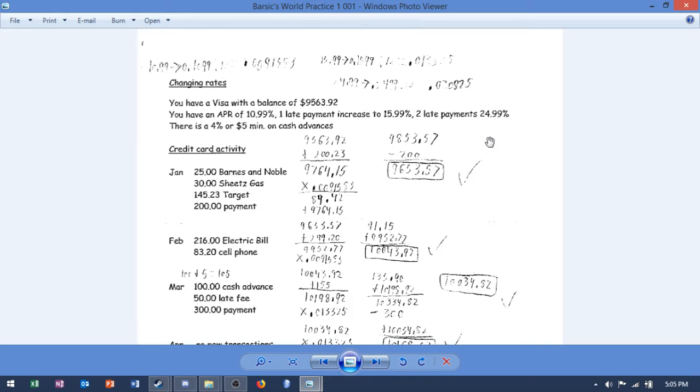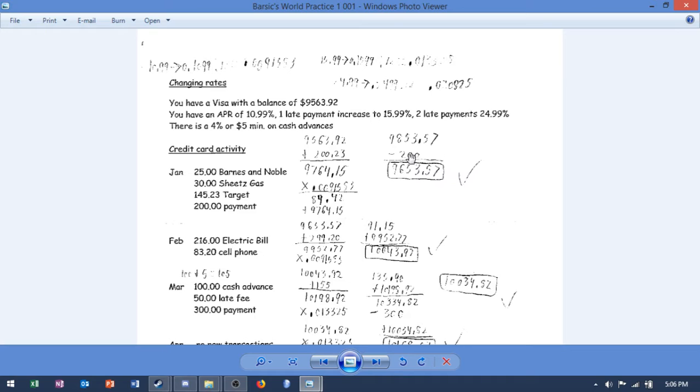So you have your initial APR of 10.99%. You have one late payment increase to 15.99%, and 2 late payments to change to 24.99%. Now, basically what this means is you have 3 APRs. What you want to do first is just convert that: 10.99 divided by 100 divided by 12, get your MPR for the first one, get your MPR for the second, and get your MPR for the third.